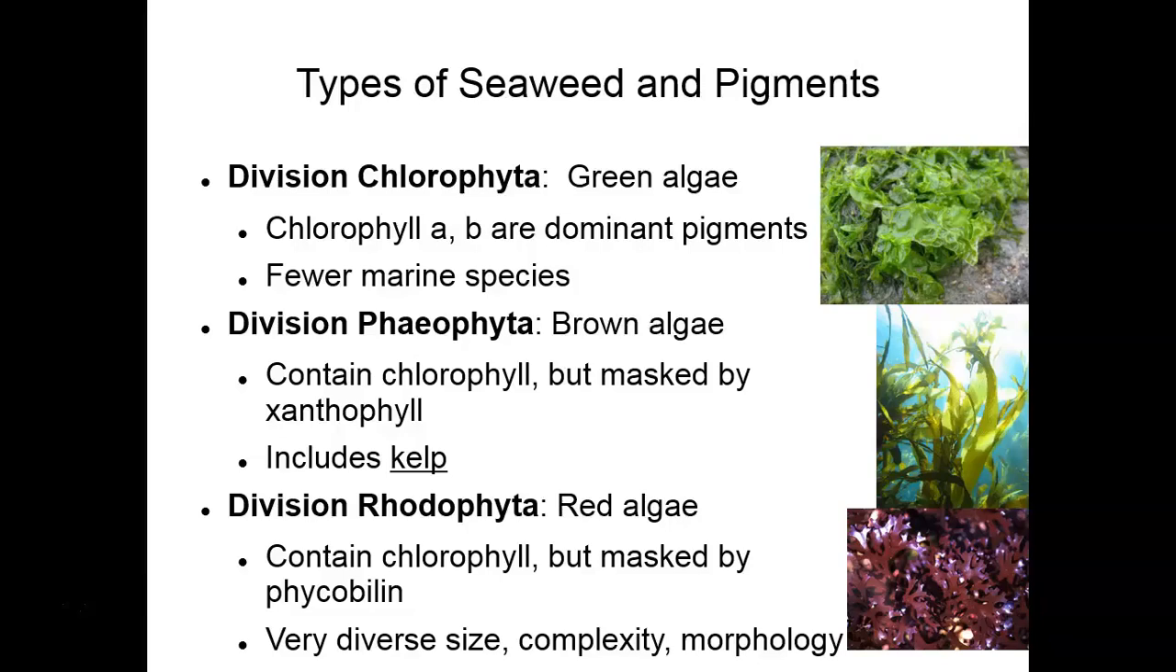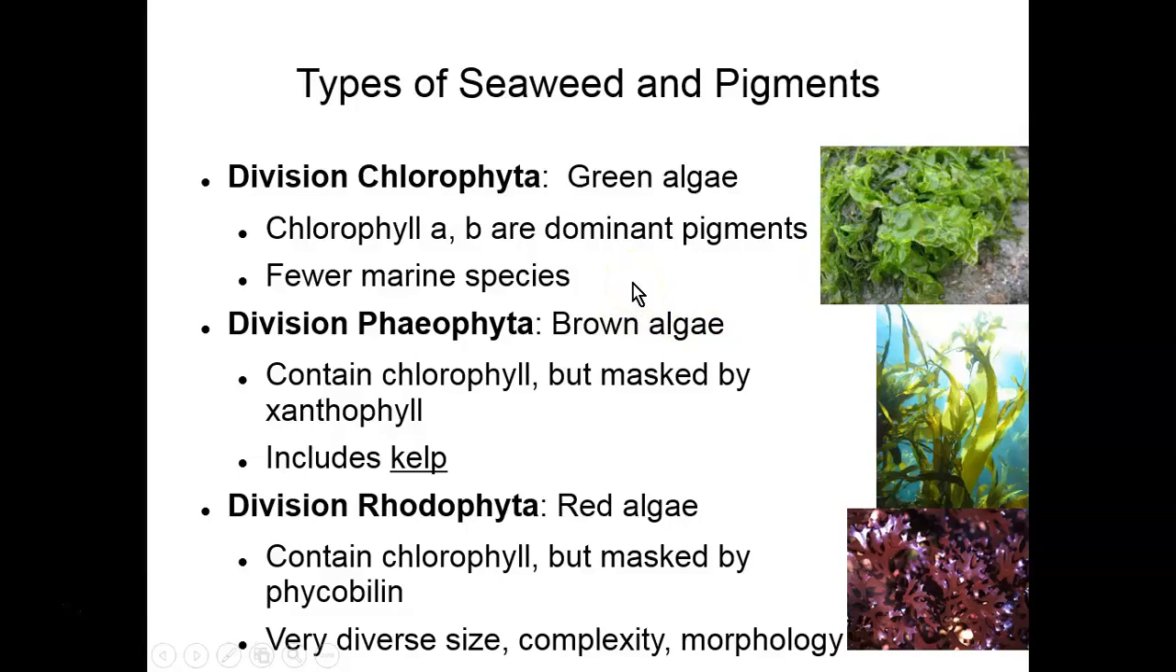So they appear obviously very green. They have chlorophyll A and B as their dominant pigments, and that's why they appear that color. For green algae, we don't see as many marine species as we do freshwater species, but there are some, such as the picture here, which is Ulva, or sea lettuce.